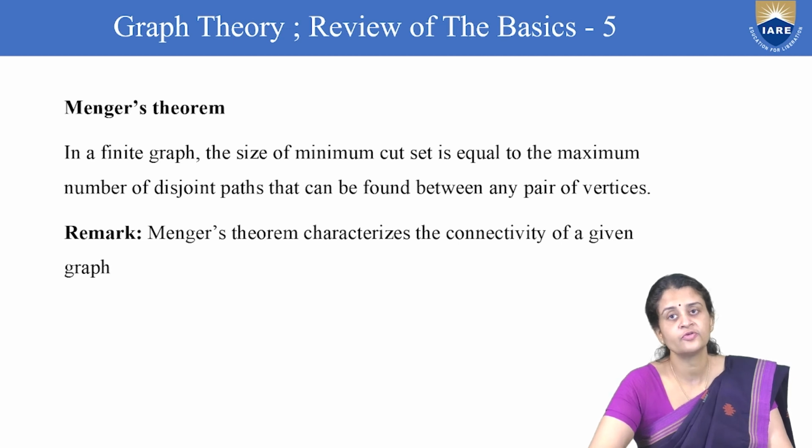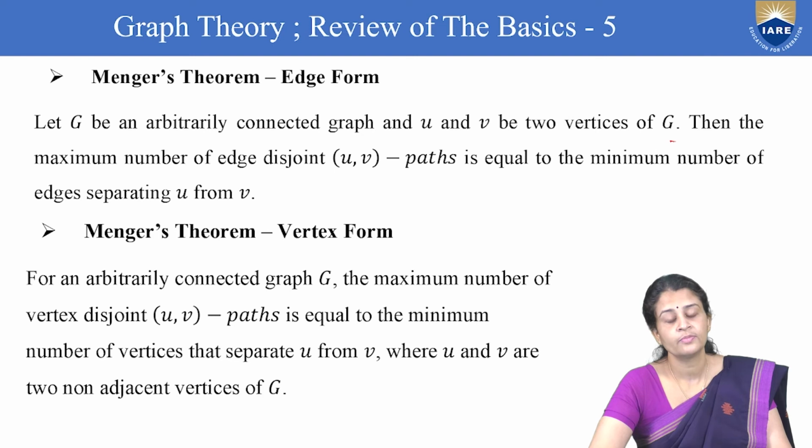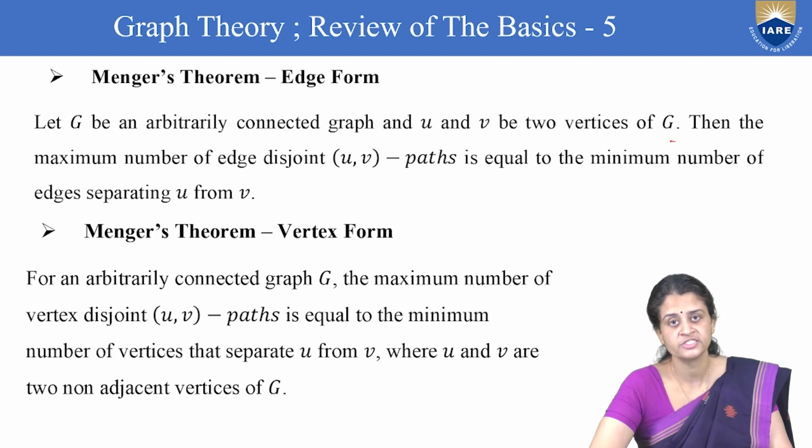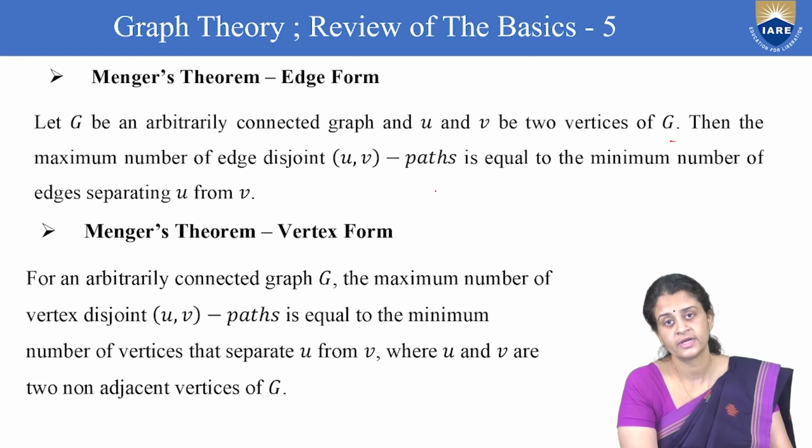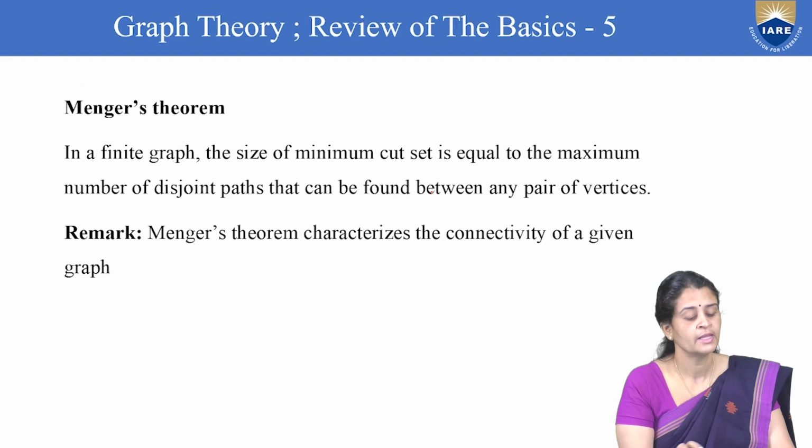We have seen that if U and V are distinct non-adjacent vertices, then the maximum number of vertex-disjoint paths is equal to the minimum number of vertices that separate U from V. And if G is a connected graph and U and V are two different vertices, then the maximum number of edge-disjoint paths is equal to the minimum number of edges separating U and V. Combining these two, in a finite graph G, the size of the minimum cut set is equal to the maximum number of disjoint paths that can be found between any pair of vertices.